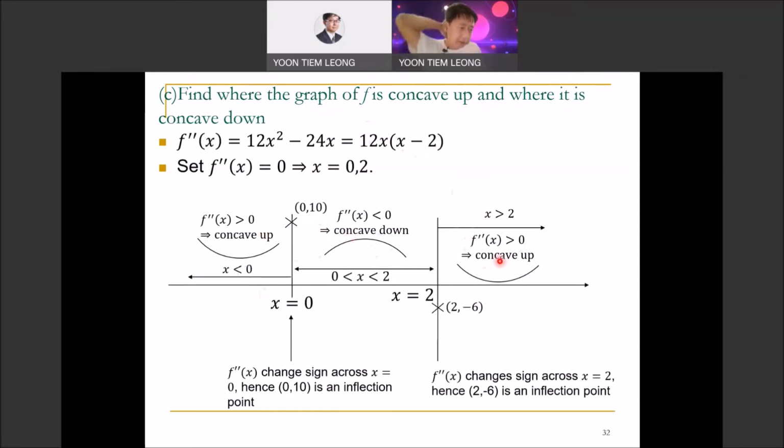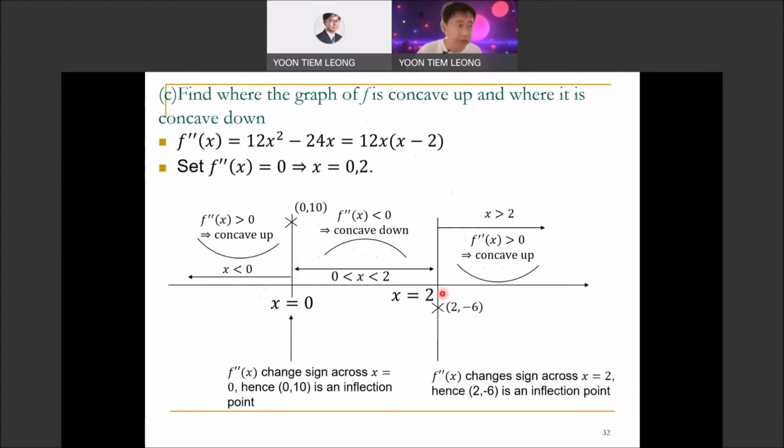So before we leave these slides, you should look at the point x equals 0. When x equals 0, the left-hand side has a positive concavity, the right-hand side has a negative concavity. So you conclude that when x crosses 0 from left to right, the concavity changes sign. So by definition, when the concavity changes sign, it is an inflection point. Right? It's the inflection point. So at x equals 2, the concavity changes sign from negative to positive. Therefore, x equals 2 is also an inflection point.